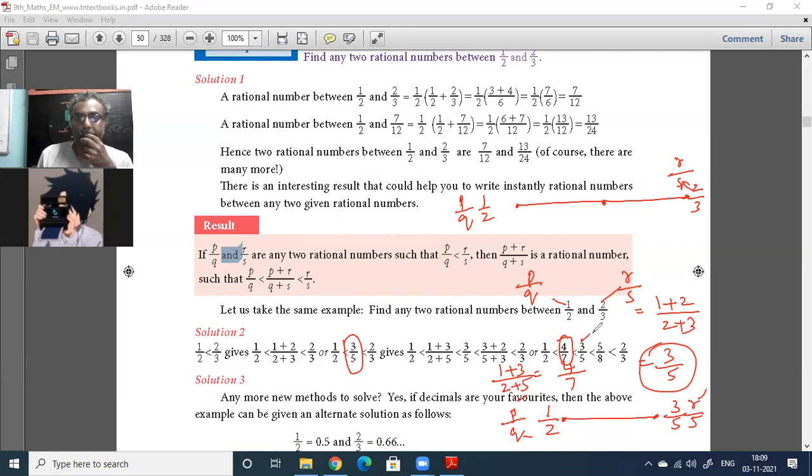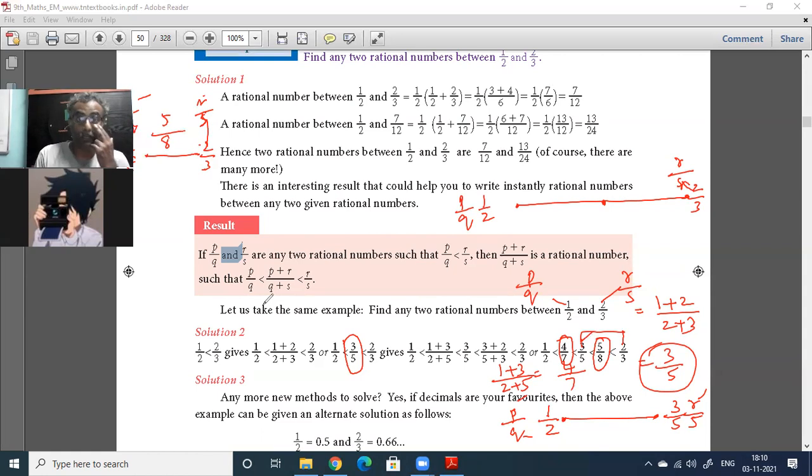So half, 4 by 7, 3 by 5. In the same way, you want to find some number between 3 by 5 and 2 by 3. You want to find some number. This is P by Q. This is R by S. P plus R, 3 plus 2, 5. Q plus S, 5 plus 3, 8. 5 by 8 is something that is coming. So like that, you can take it very simply.